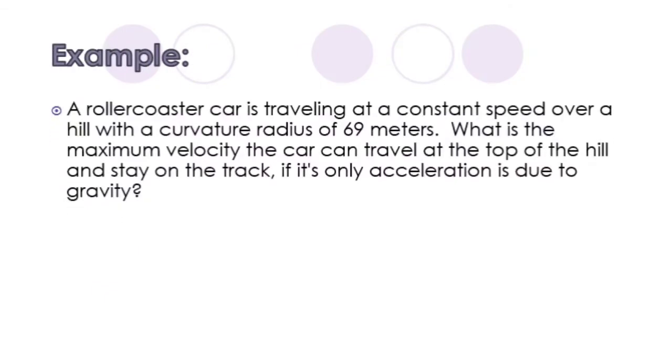So here's an example. A roller coaster car is traveling at a constant speed over a hill with a curvature radius of 69 meters. What is the maximum velocity the car can travel at the top of the hill and stay on the track if its only acceleration is due to gravity? So what does this mean for us? Well, if our only acceleration is due to gravity, then that would be my centripetal acceleration. That's what's keeping the roller coaster on the track.